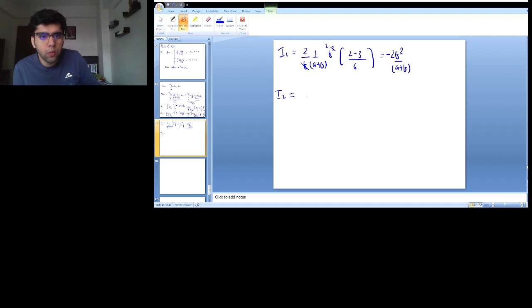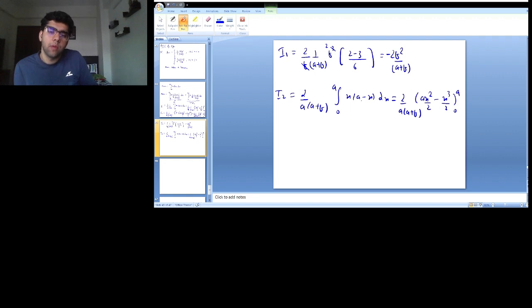Now finding I2, this is 2 upon a plus b, x into a minus x dx with limits 0 to a. This will be 2 upon a plus b, ax square by 2 minus x cube by 3, 0 to a. This is ax, so x becomes x square by 2, and this is minus x square, which becomes x cube by 3.